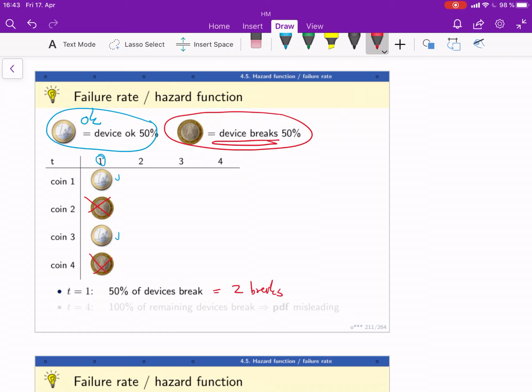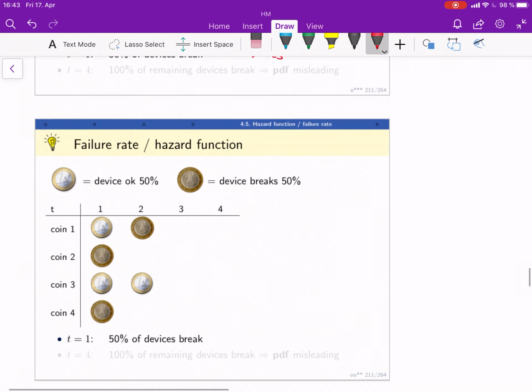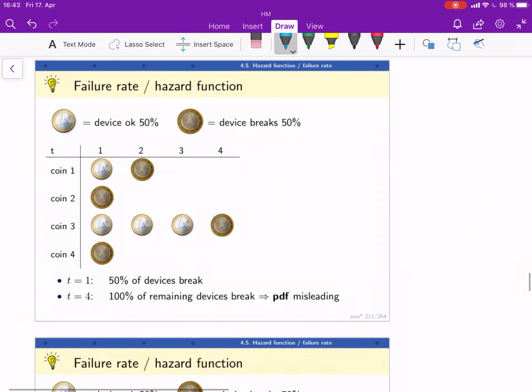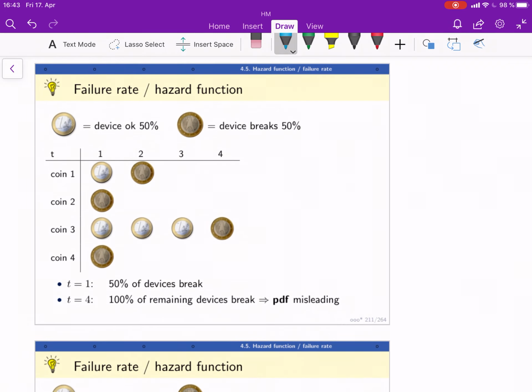Then we carry on in time, and this is just a made up example. It could be different. Let's say at t equals 2, one other device breaks, and this one here is okay. So there's only one left, and that one is okay in the 3rd step, but then breaks in the 4th step. So all 4 devices have broken.